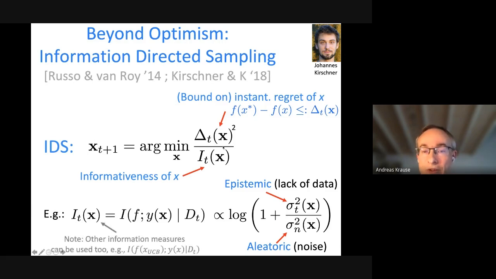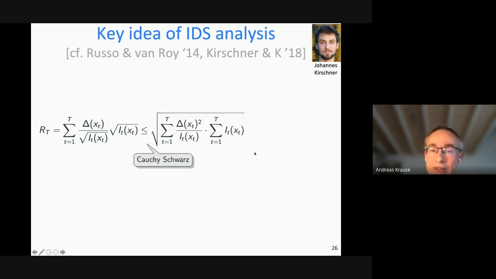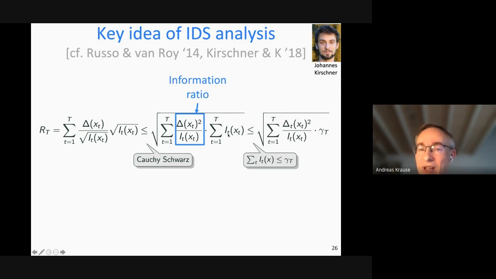Okay, so now you might wonder where this ratio comes from. So this ratio comes from actually a quite simple analysis. If you think about the cumulative regret as just the sum of the suboptimalities of those experiments, we can just add and multiply the square root of the information function, apply Cauchy-Schwarz, in which case we now get a sum where the first term is this information ratio, so the squared regret divided by the information function, multiplied with basically the sum of the information values of the experiments that are carried out.